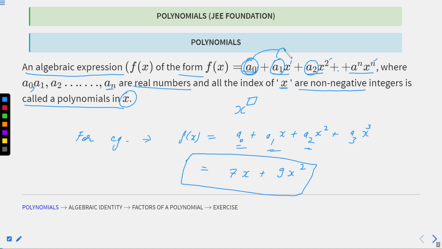These we call the coefficients of x. The polynomial is in terms of x, and x is my variable, whereas the coefficients of x are some constant numbers, such as here 7, here 9. I hope this is clear. So let's move to next.